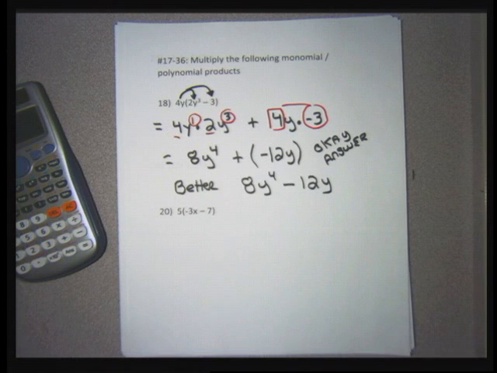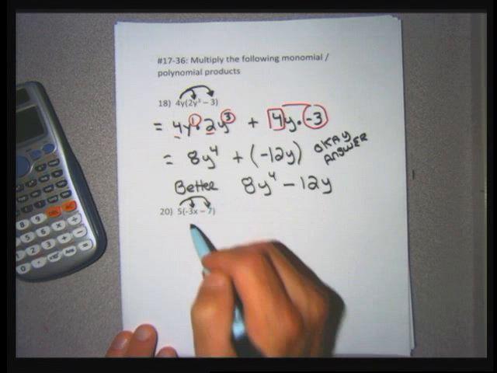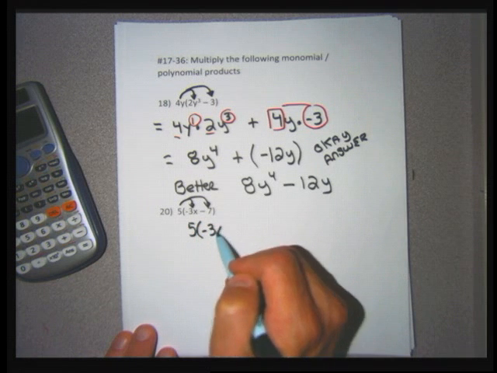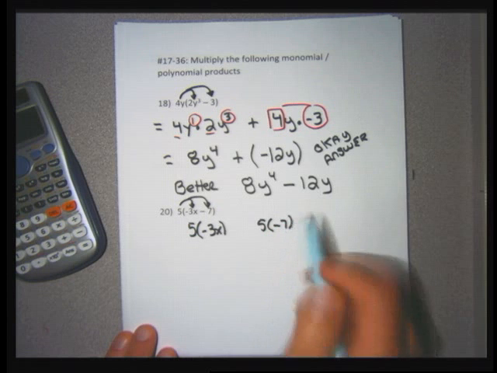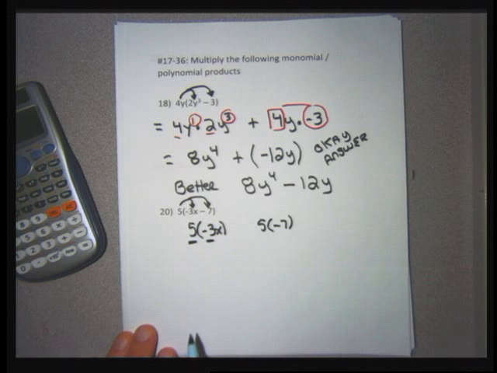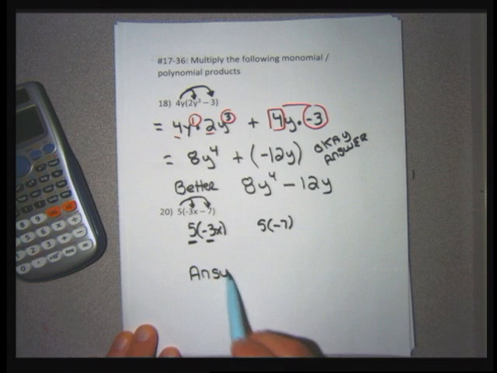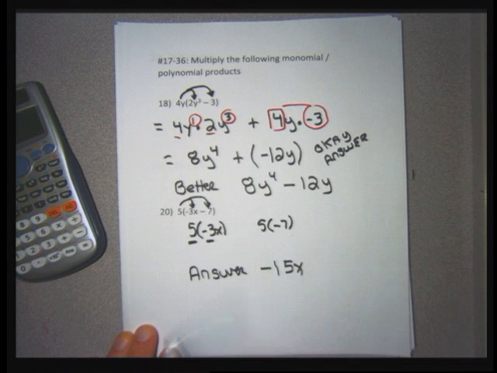In problem 20, I need to multiply the 5 by the negative 3x and the 5 by the negative 7. So I'm just going to write down what I'm going to multiply by, and I'm not going to worry about the signs until I go to my answer. When you multiply the 5 times the negative 3x, the only thing that you're really multiplying is the 5 and the negative 3. The x is going to be part of that multiplication result, but it's not going to be affected. So I'm going to get a negative 15x, and this multiplication gives me a negative 35.